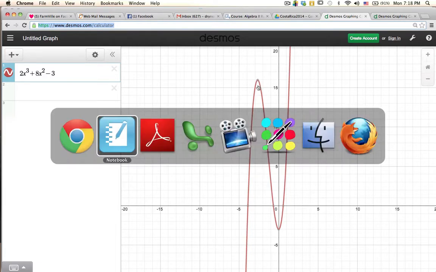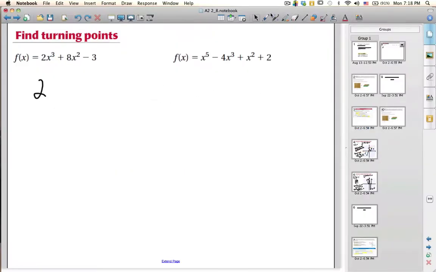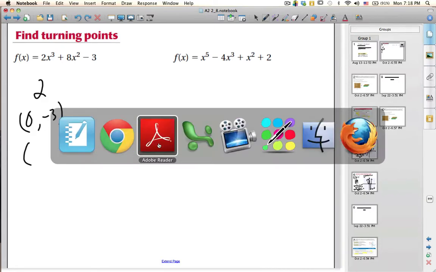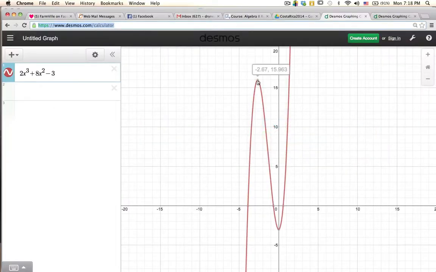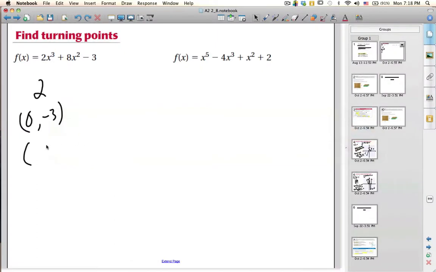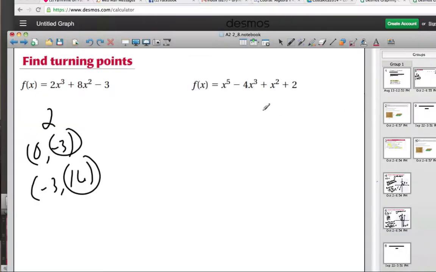And I did the same for the other example. Let me go ahead and write that down. So I have 0, negative 3, and let's go ahead and go back. We had negative 3, 16 for our local maximum. Right? So maximum, minimum.